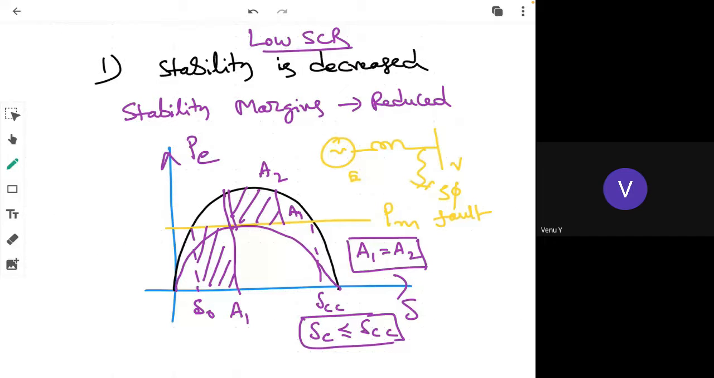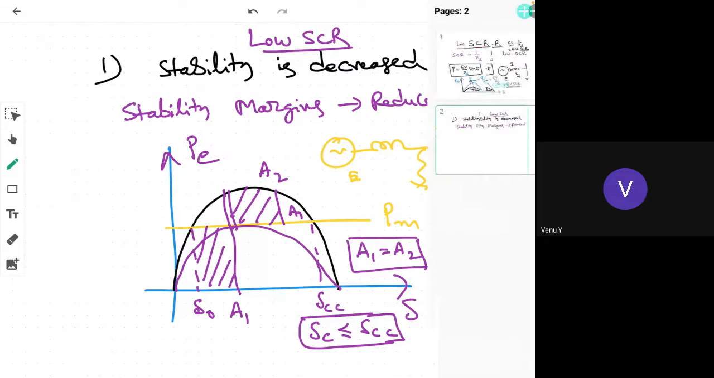So therefore, when the power triangles have been decreased, the available margins are also decreased. Sometimes it may lose synchronism. And hence it is very important that low SCR leads to decrease in stability. That is the very first point, low SCR.